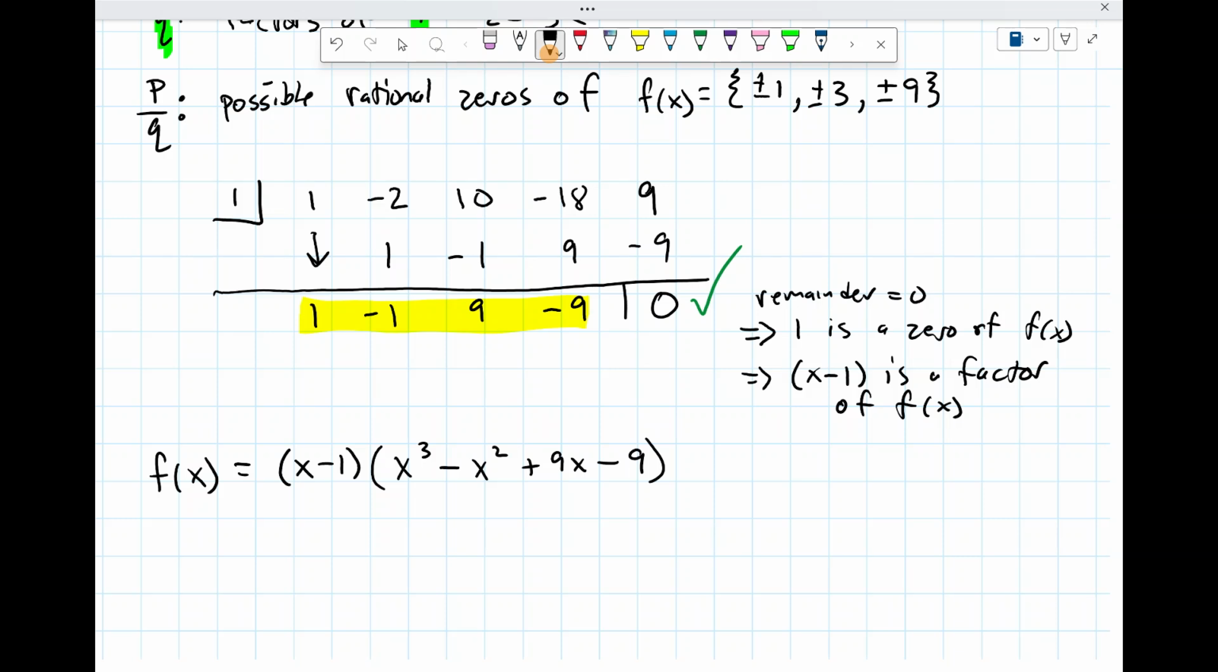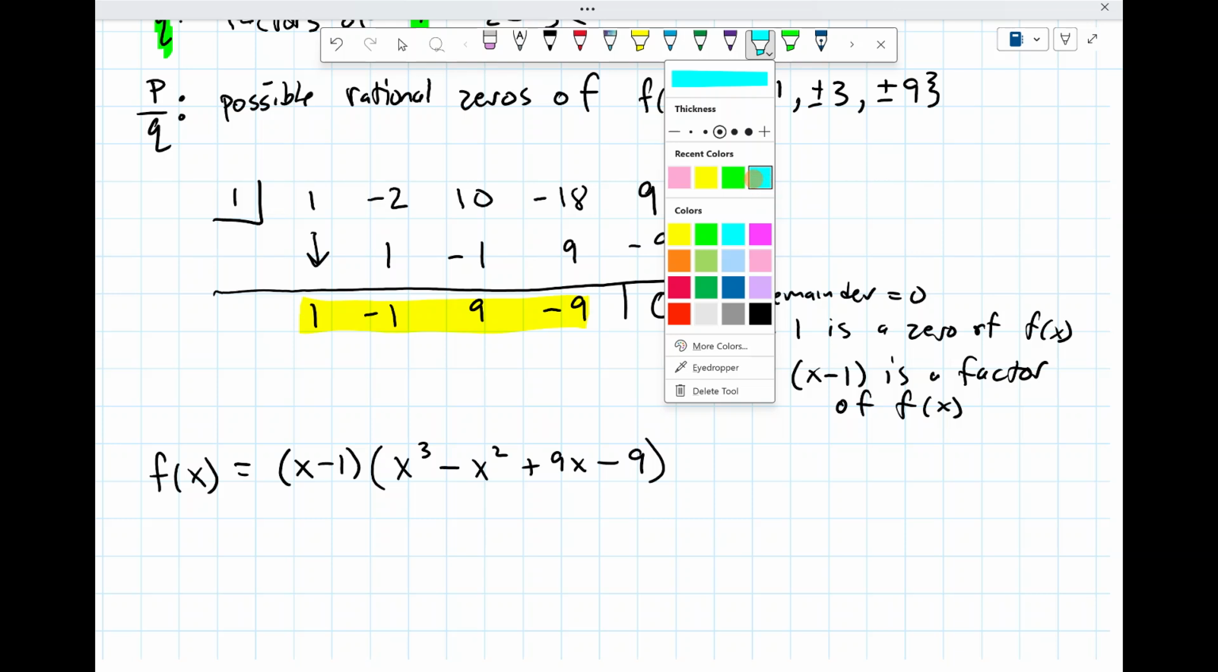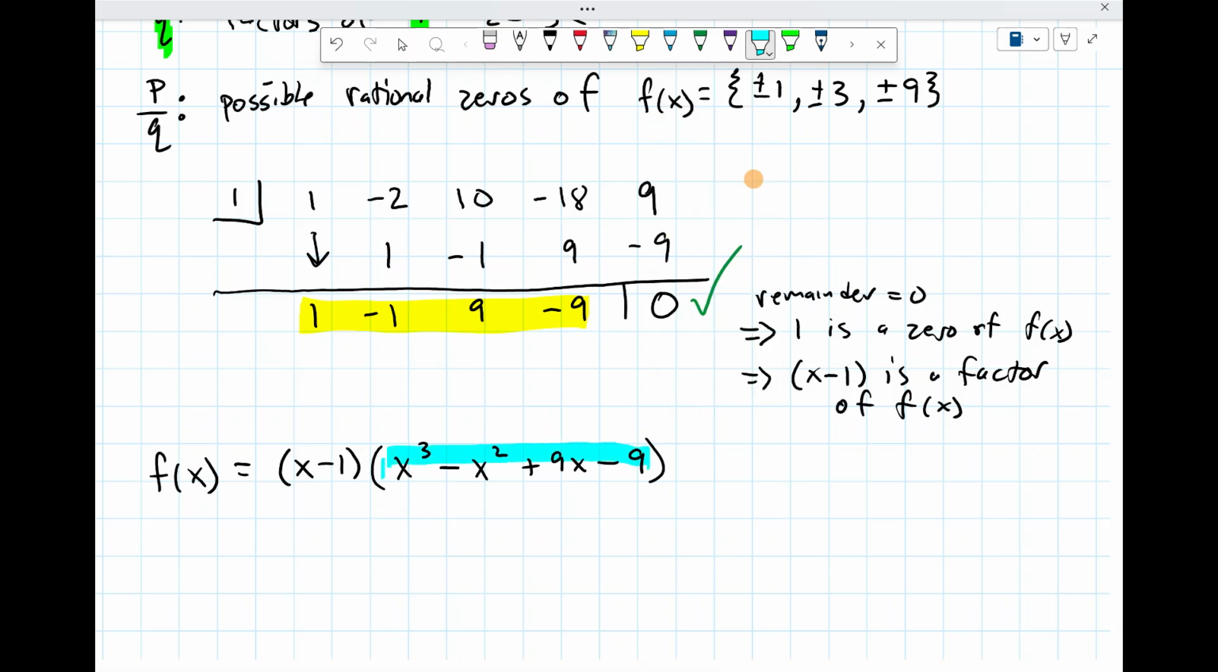I want to basically repeat this process for this remaining polynomial. I'm going to try to see, can I find a 0 of this remaining function? Because if it's a 0 of this function, it will be a 0 of the original function as well.